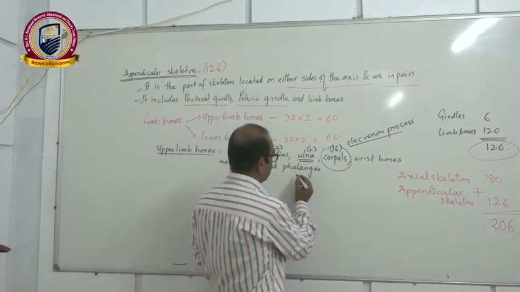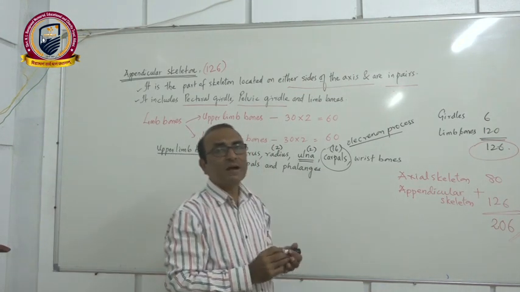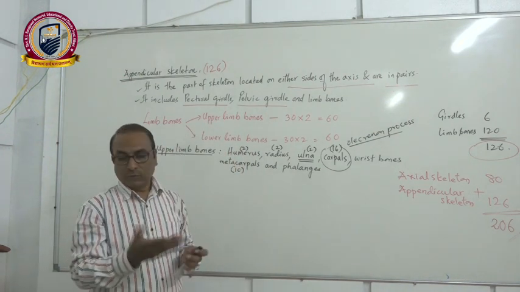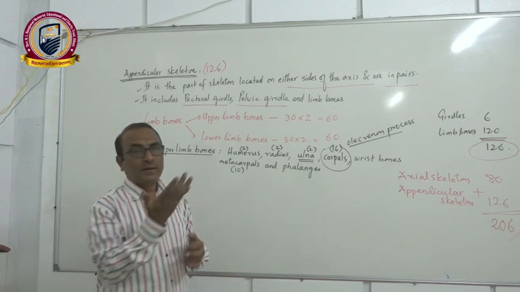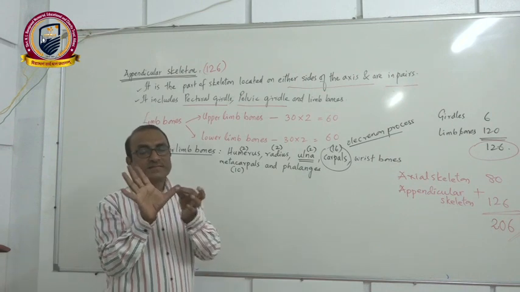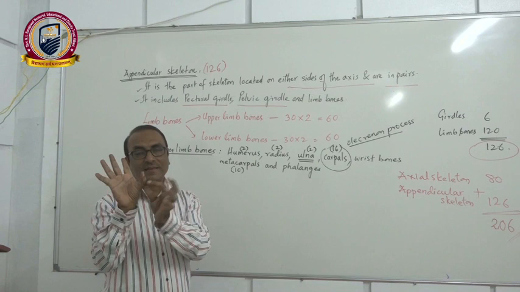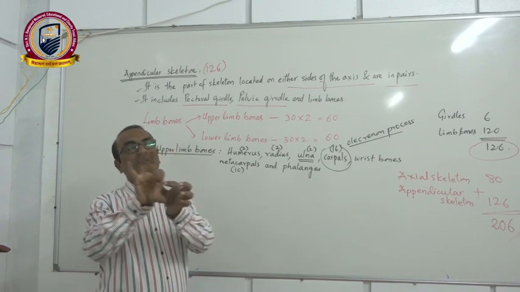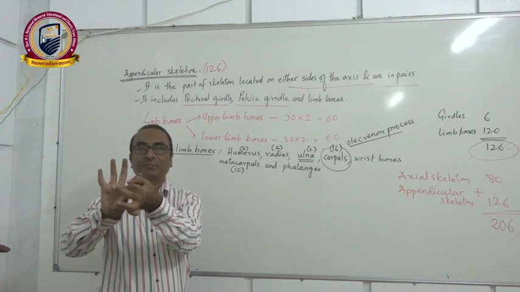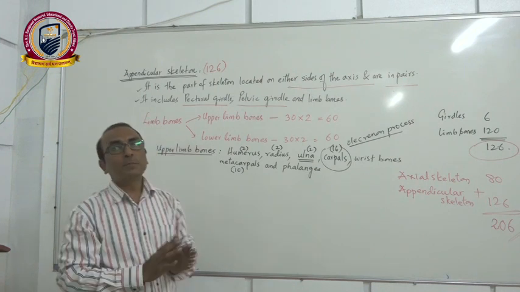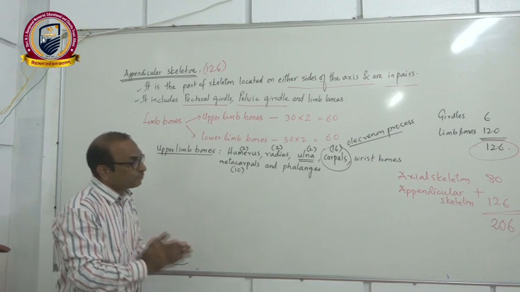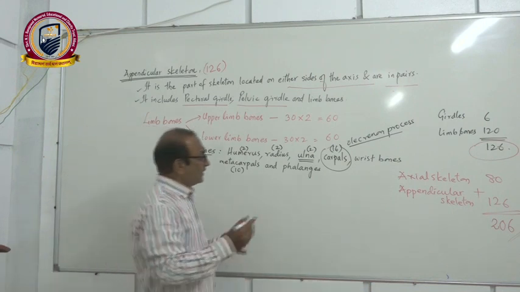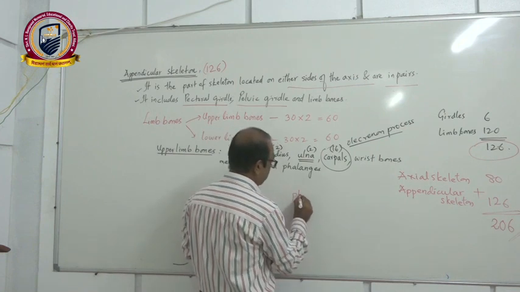And phalanges. What are phalanges? Phalanges are the bones of the digits or the fingers. If you look at your fingers, the thumb has 2 joints, which means 2 bones, right? Whereas the other fingers have 3 joints, 1, 2, 3, so 3 bones. These bones are called phalanges. And therefore, what is the phalangeal formula? Let us see.